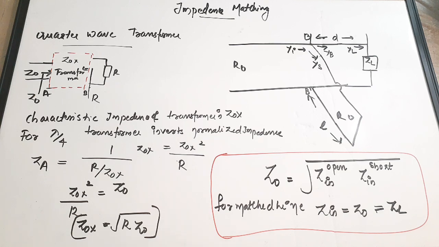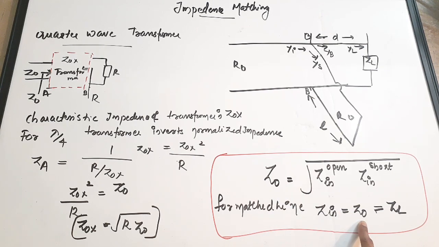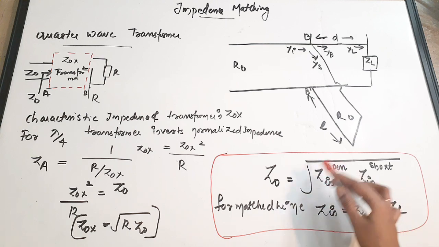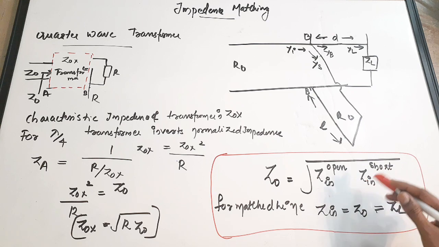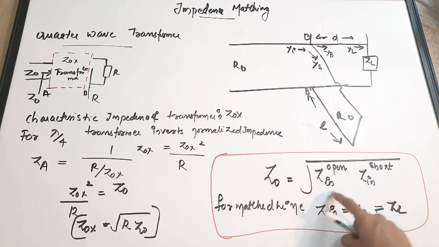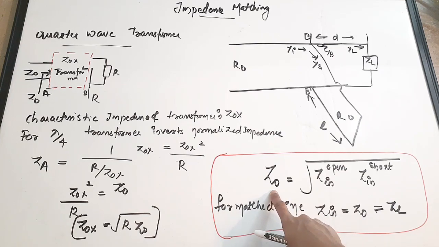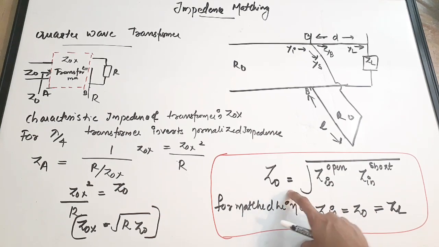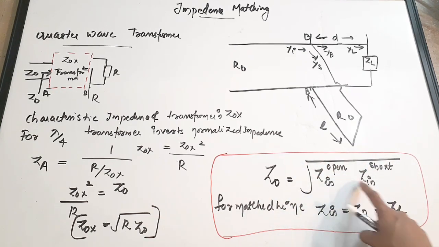Before going into impedance matching, what is actually a matched line? I have given it in a red box: for a matched line, the input impedance is equal to the characteristic impedance of the transmission line, which is again equal to the load impedance. Also, we have discussed the input impedance for open circuit and short circuit. You can write the characteristic impedance in terms of the open circuit impedance and short circuit impedance as Z0 equal to the square root of Zin open into Zin short. These equations are also very important.